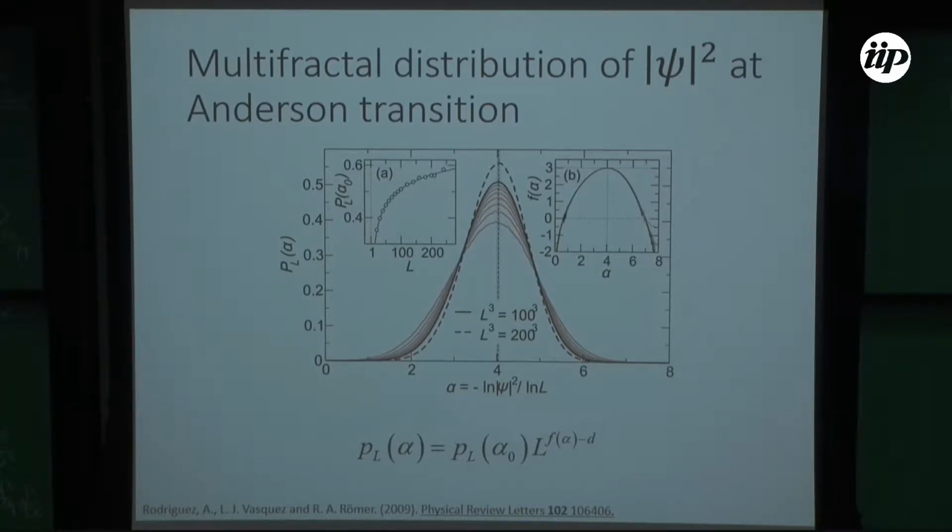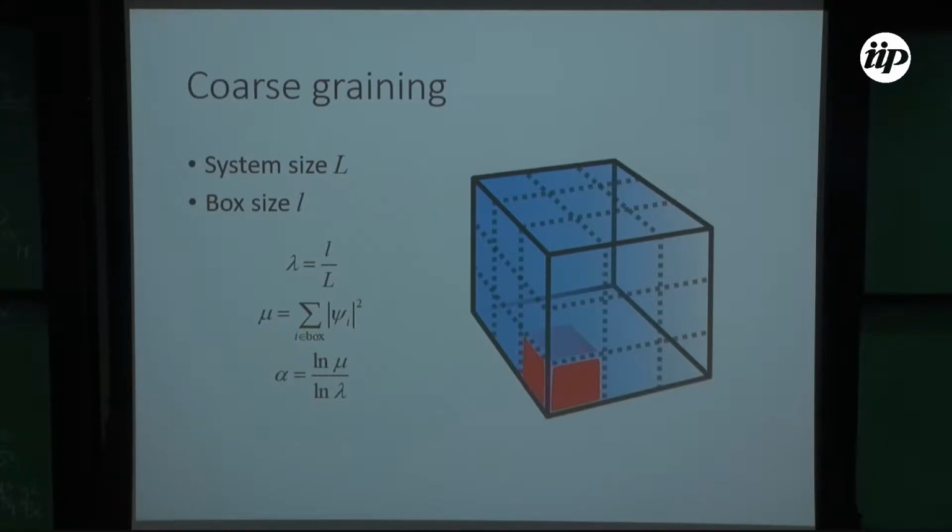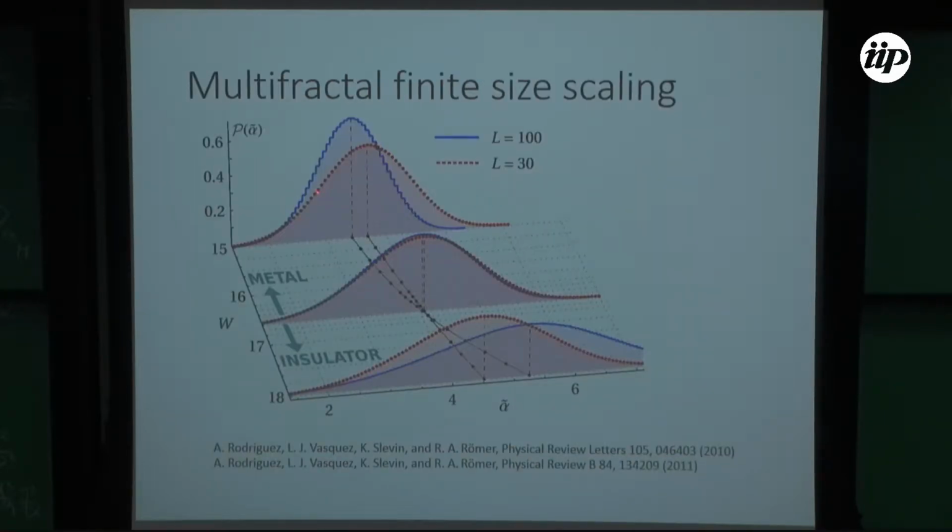This is taken from a paper by the group of Rudolf Romer. We have a distribution of alpha, which has this form. This f of alpha is what's called the multifractal spectrum. One of the key assumptions in Stefan's work is that this is parabolic. As you'll see, it's not exactly parabolic, but it's a rough approximation and a good place to start. You may notice that this distribution is size dependent, but it's possible to make it size independent by coarse graining and working with a constant ratio of the box size to the system size. Then you get a nice size independent distribution.